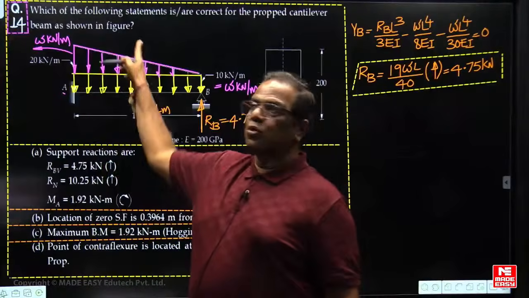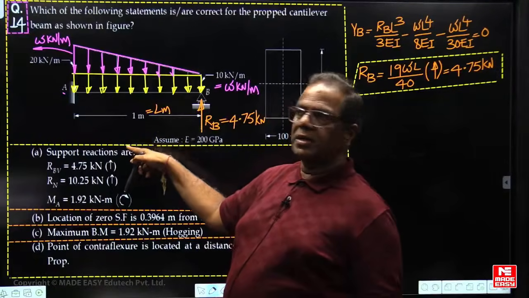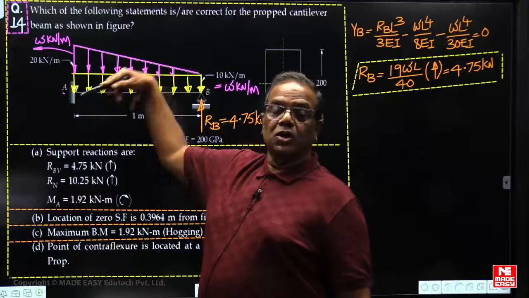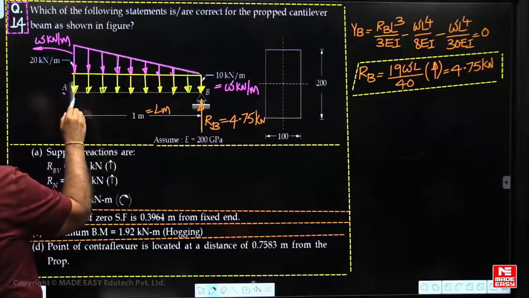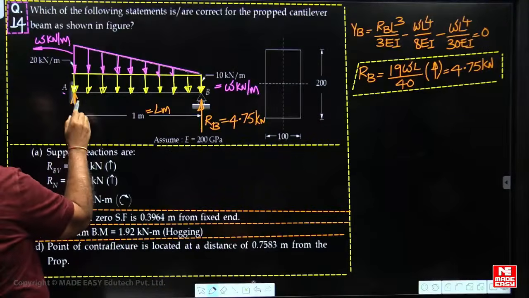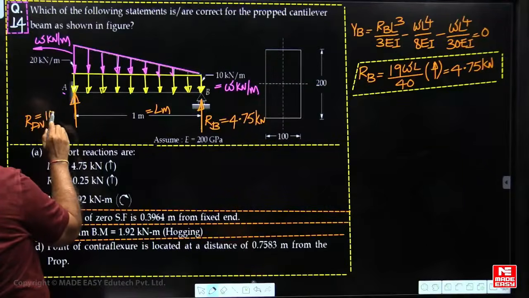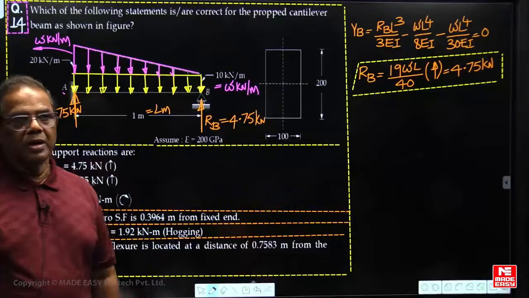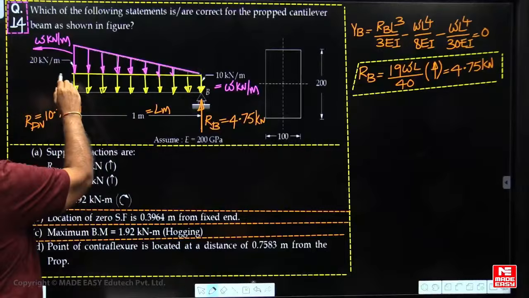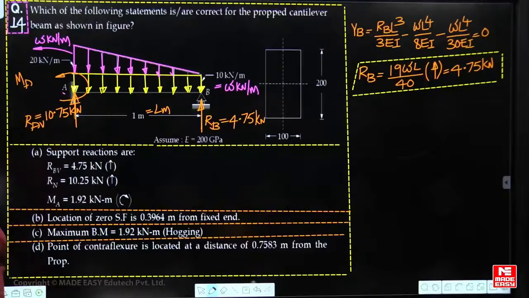How do we find out the RA vertical? Total load: what is the total load now? This total load is 10 and this total load is 5. Total downward load is 15. Already this reaction is 4.75, and by using sigma V equal to 0, you can find the other reaction. Then you can find out the moment reaction by using sigma M. The moment reaction you are getting is 1.92.